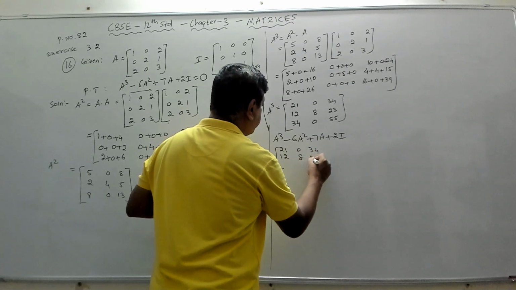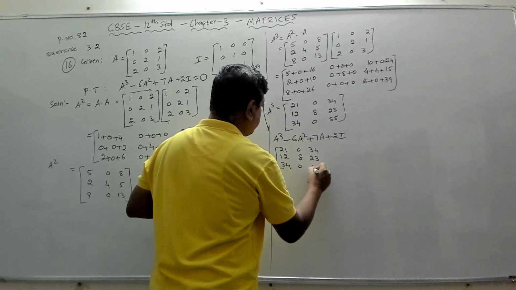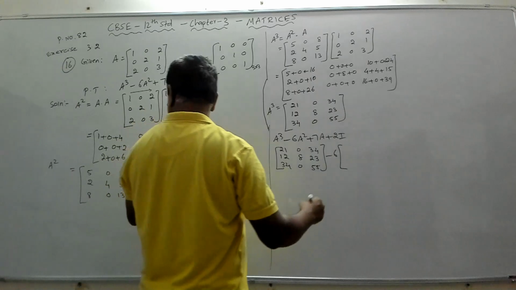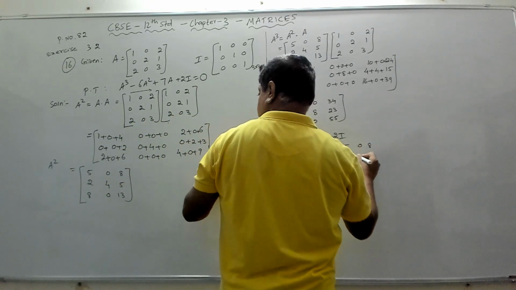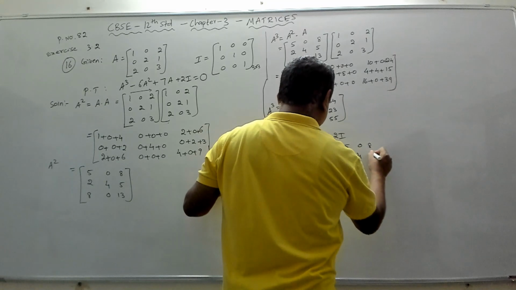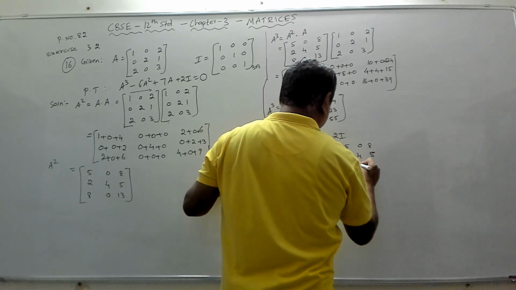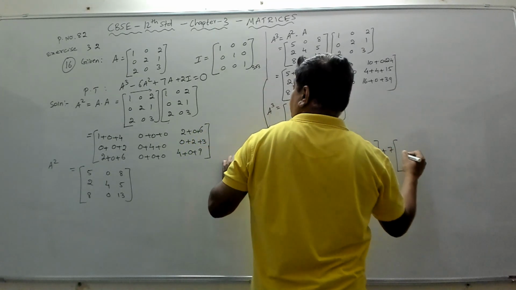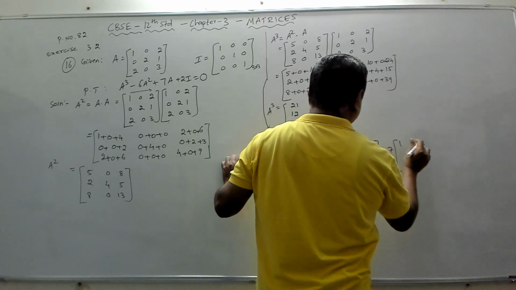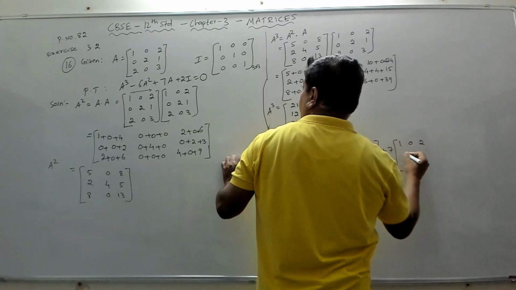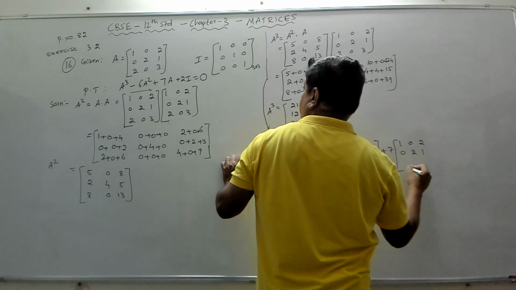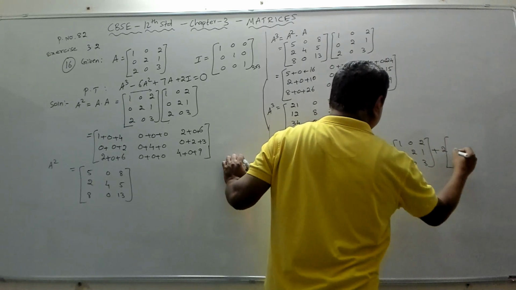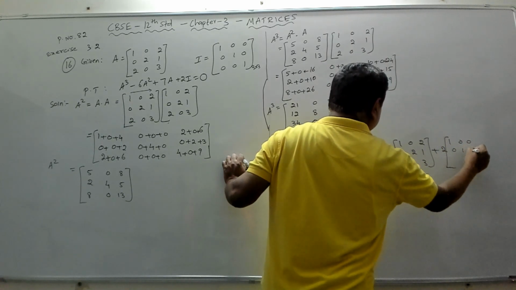12, 8, 23, 34, 0 and 55. Minus 6 into A square. A square is 5, 0, 8, 2, 4, 5, 8, 0, 13. That is 6A square, plus 7 into A. A is 1, 0, 2, 0, 2, 1, 2, 0, 3, plus 2 into the unit matrix, which is 1, 0, 0, 0, 1, 0, 0, 0, 1.